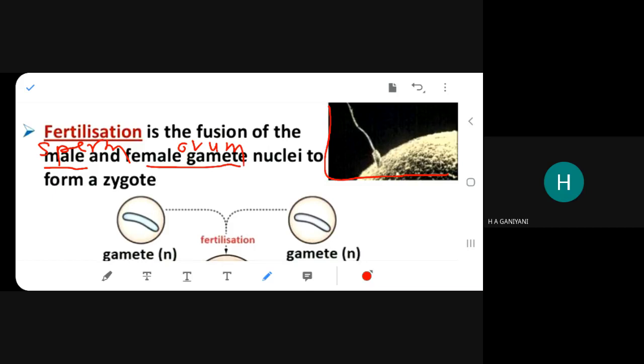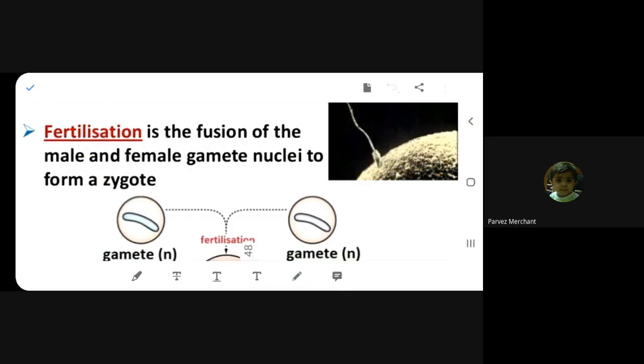So sperm, ovum. Understood now? So what is the male gamete? Sperm. What is the female gamete? Ovum or egg. Both terminologies I am using. Remember that. So what do we get? Zygote. So male gamete is sperm, female gamete is ovum or egg. They unite, fertilize. This is fertilization. And what do we get? Zygote.